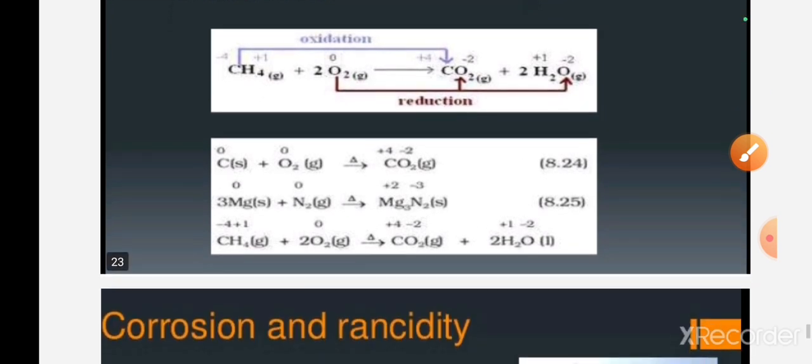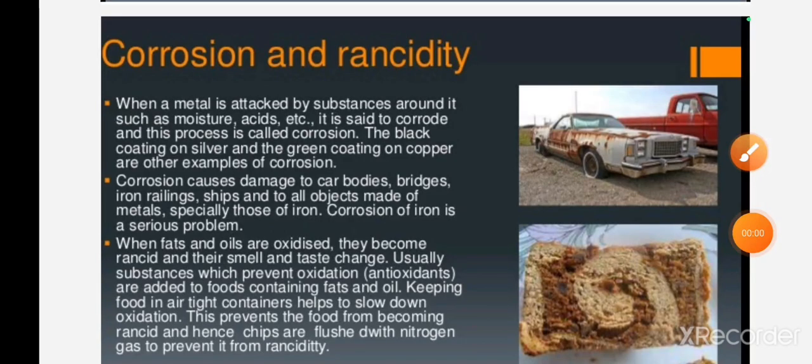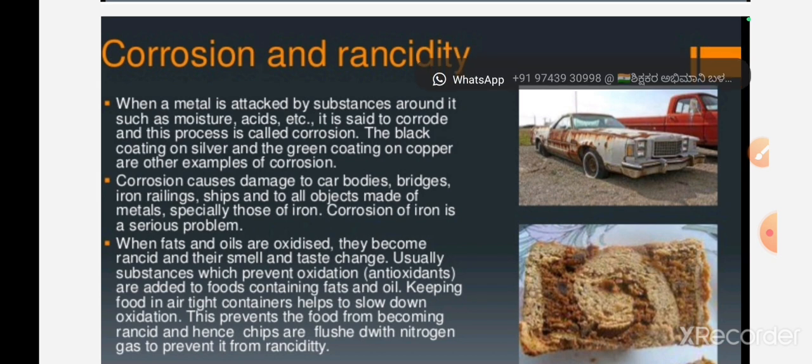Okay, then some other examples are given here for oxidation and reduction. Corrosion and rancidity. When a metal is attacked by substances around it, such as moisture, acids, etc., it is said to corrode, and this process is called corrosion. The black coating on silver and green coating on copper are other examples of corrosion. For example, the black coating on silver may be silver sulfide or silver oxide, and the green coating on copper is copper carbonate, because copper reacts with environmental carbon dioxide and gives copper carbonate.